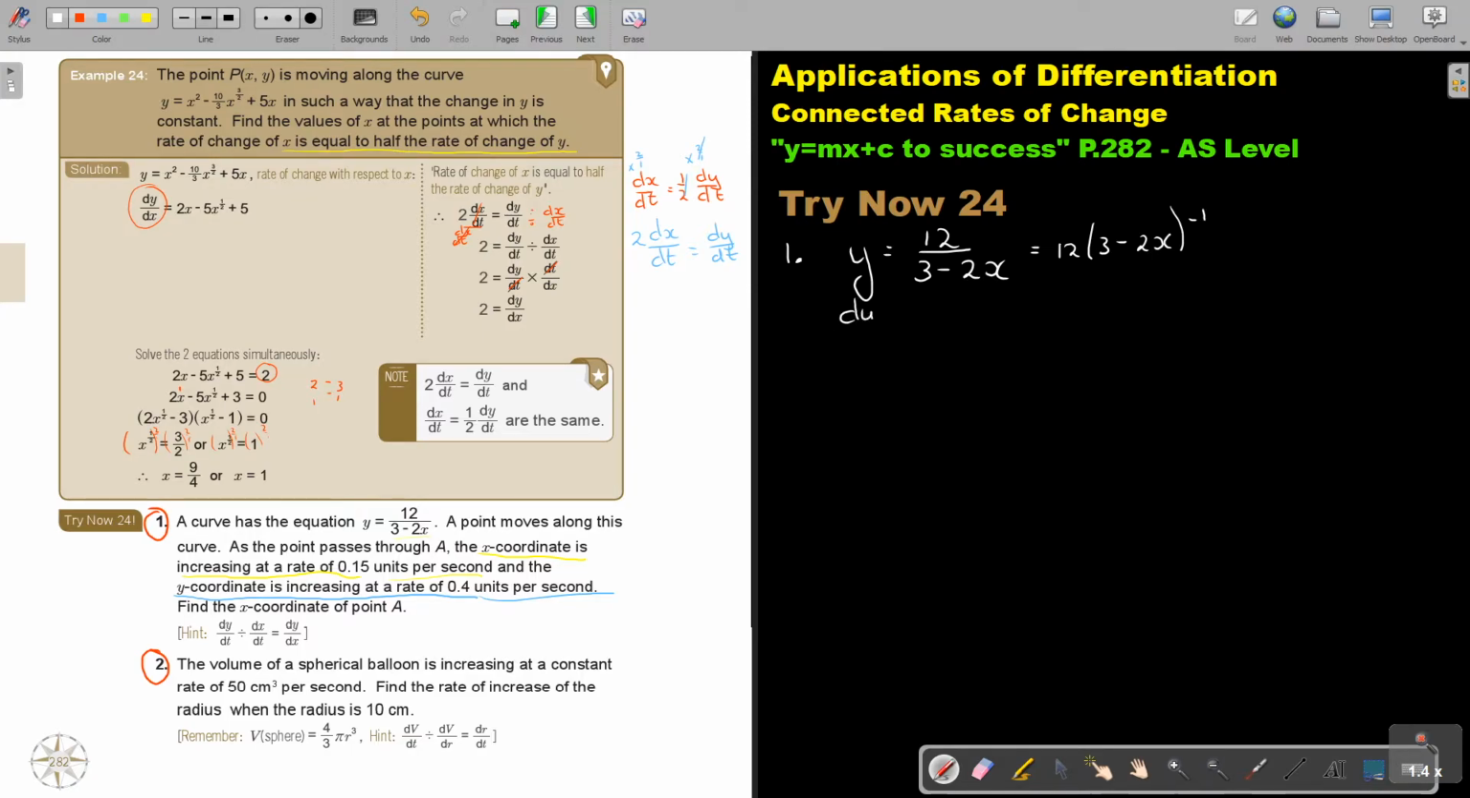So it's going to be dy by dx. Okay, first it's the chain rule, so do the outside. So it's minus 12. Subtract 1, so it's minus 2. Don't forget to multiply by differentiating the inside. And that will give me an answer of 24. Okay, that is my differentiated. Now, I start with the other side. The x-coordinate is increasing, so then it's dx over dt.